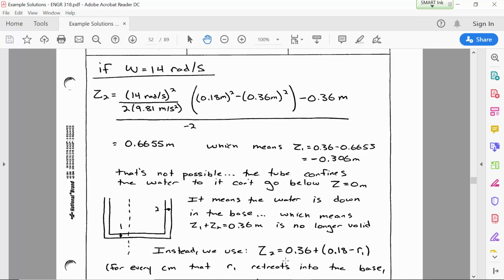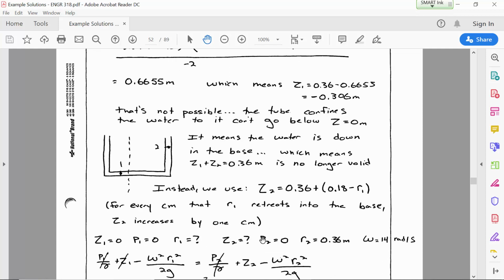When the water is down on this side, so let's say the water's here someplace. Well, now Z1 is 0, but we're not sure what R1 is. We're not exactly sure how far away it is from the axis of rotation. So the unknowns are R1 and Z2. But together, we know that the sum of the liquid that's available is the 0.36, and then however much the liquid level has retreated in the base leg.